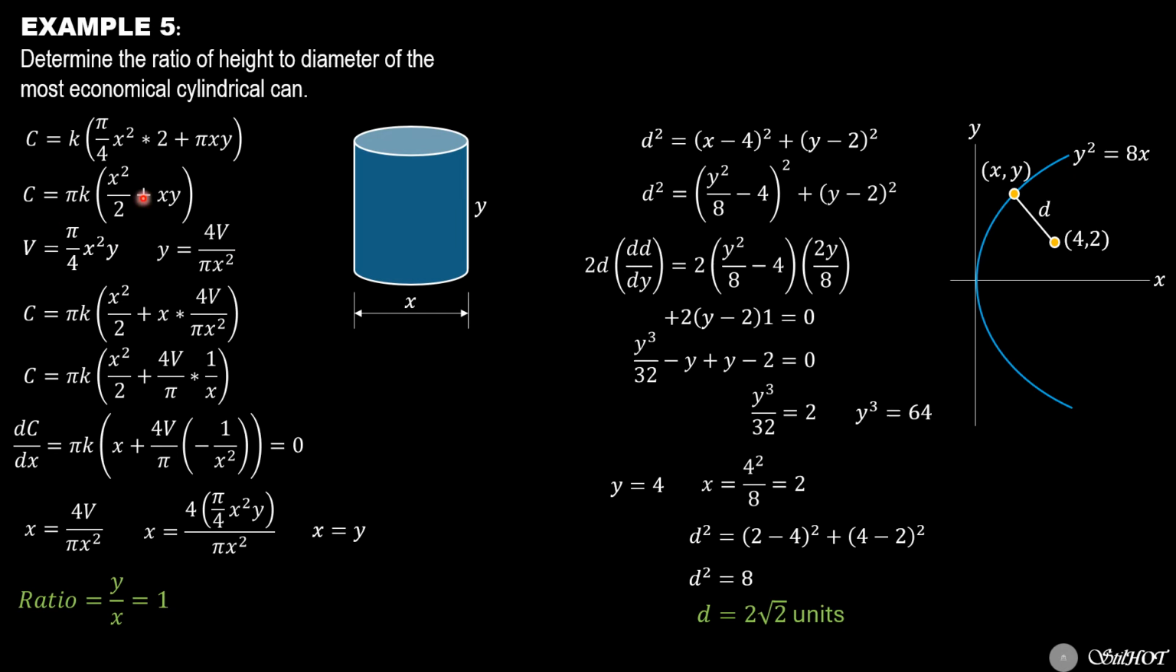Simplifying and factoring out pi, so cost is pi k quantity x squared over 2 plus xy. Now, x and y can be related because the volume should be fixed, since we are just computing for the ratio of height to the diameter. So volume is area of the circle times height, pi over 4 x squared times y. So that means y in terms of volume and x is 4v over pi x squared.